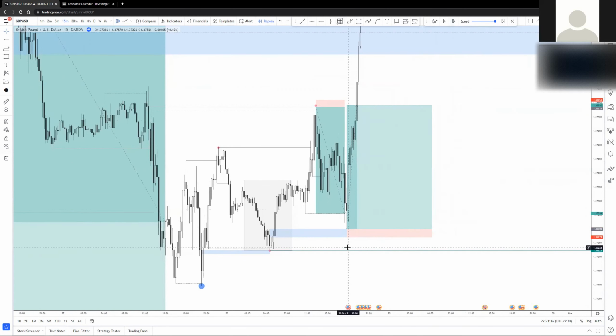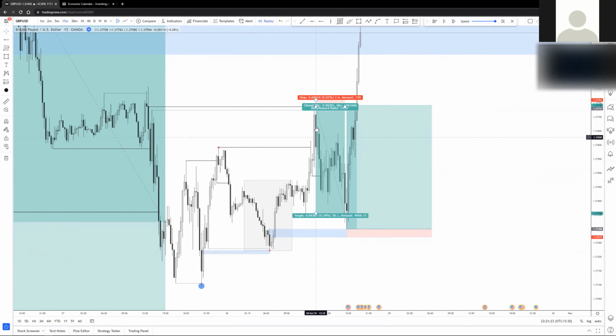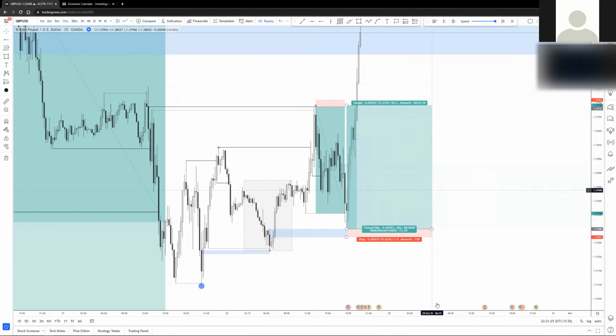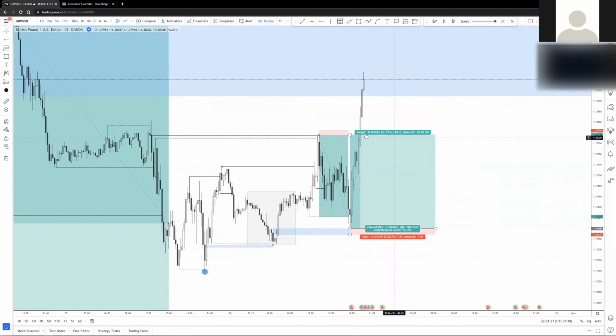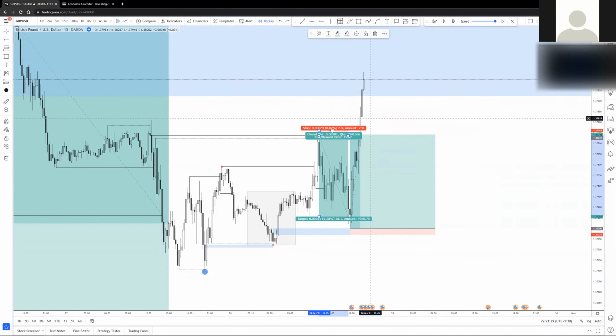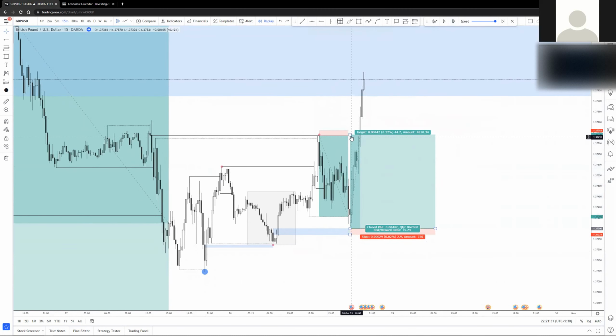So this happened during New York. This was a good New York setup. This happened 15 minutes after New York. So this was a good New York setup, and this is London. Sell to buy, sell to buy, from London to New York. And then you can either take your partials here, or you can take everything out and leave a runner into the higher time frame targets.